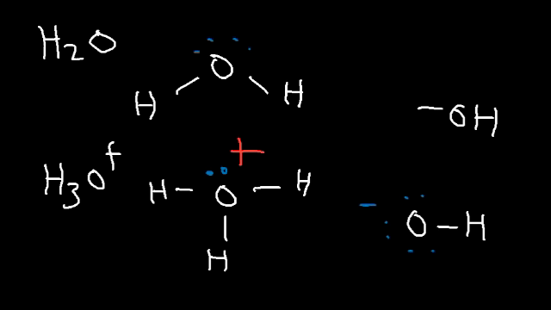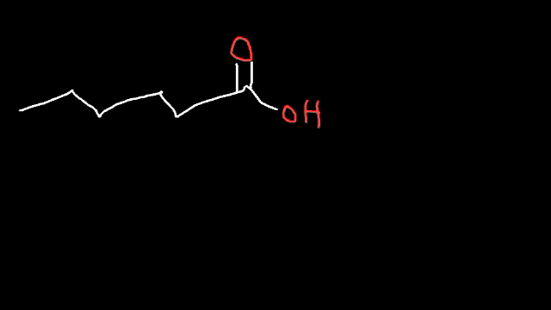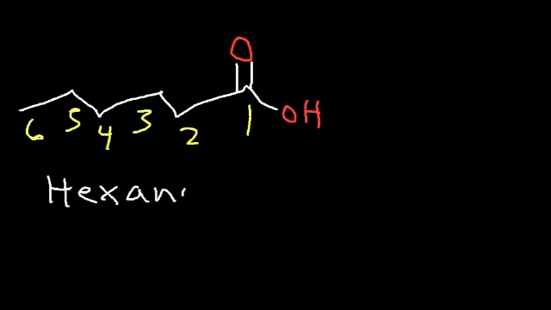So let's talk about carboxylic acids. So here's an example of a carboxylic acid. Carboxylic acids have a carbonyl group and a hydroxyl group combined. Now, this particular one has 6 carbon atoms, so this is going to be called hexanoic acid.